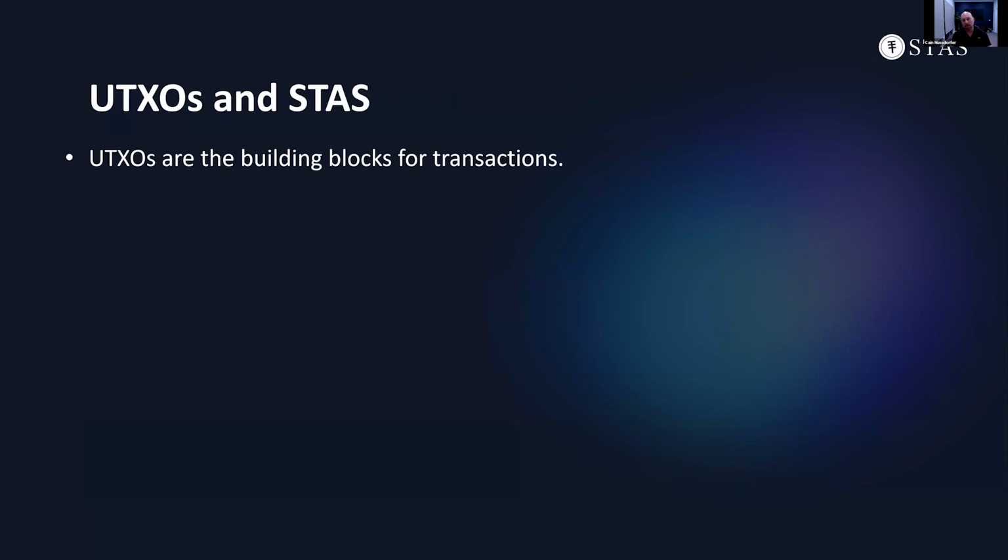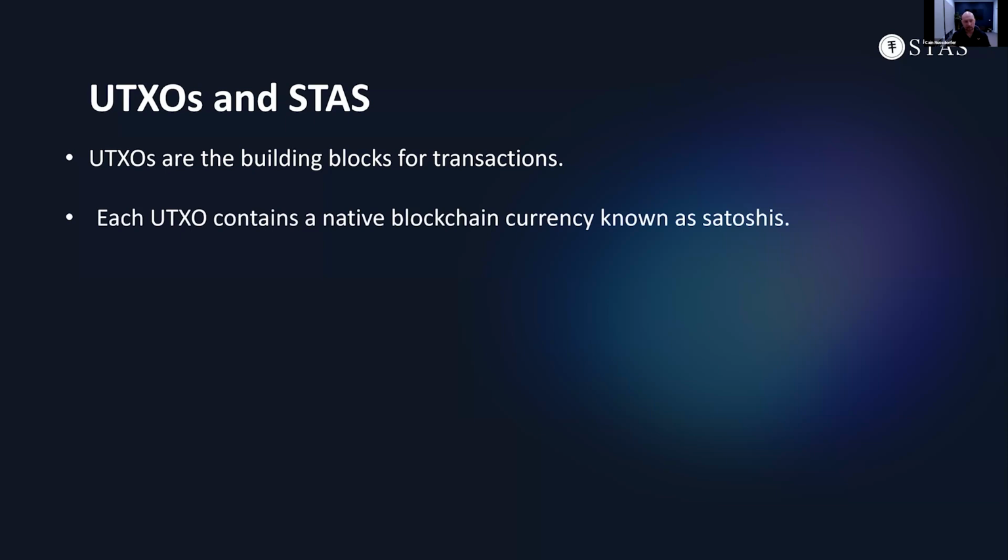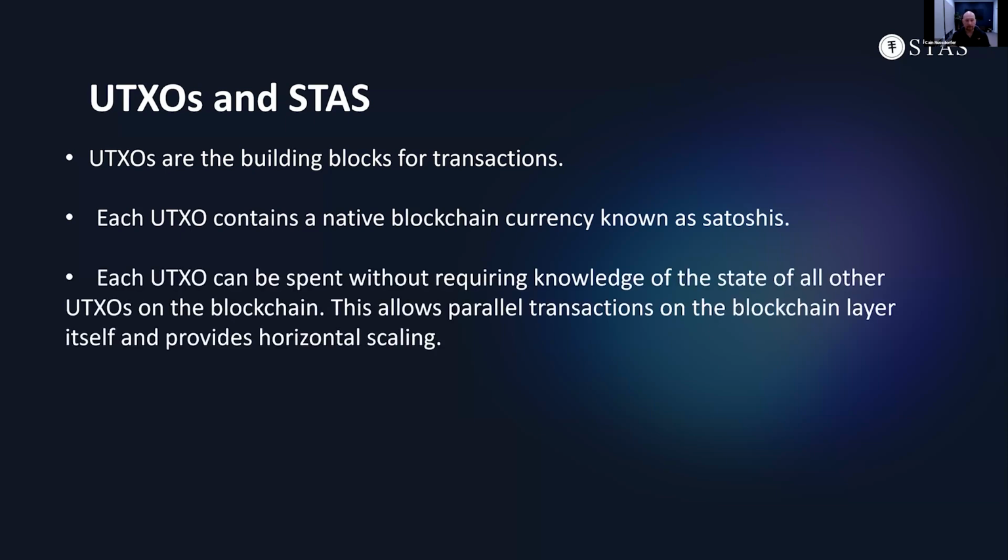And what the miners do on the blockchain is they basically maintain the state of each of the UTXOs and make sure there are no double spends. That is really the security model of the UTXOs. And STAS basically is a UTXO. It's just a Satoshi wrapped with extra functionality. As I mentioned, each UTXO contains a native blockchain currency known as Satoshi. And each UTXO can be spent without requiring knowledge of the state of the other UTXOs on the network.